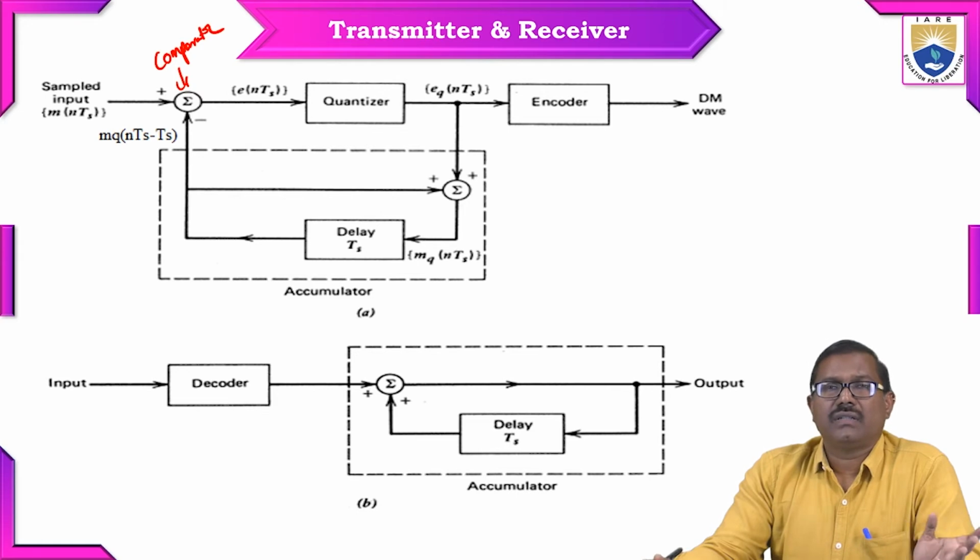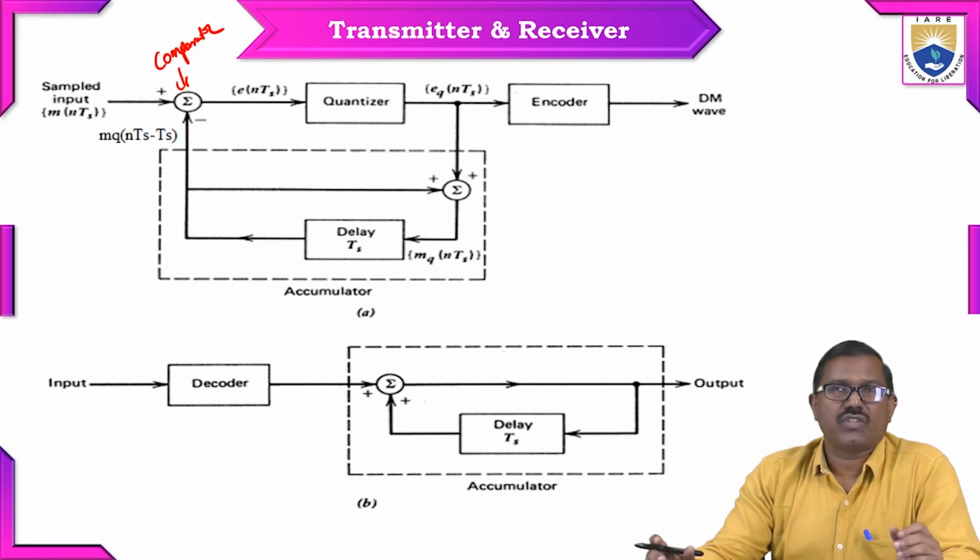After receiving, it is going to decode. Why? The encoder is the last part of the transmitter, so here starts the decoder. After decoding, the signal is applied to the accumulator. So here we are coming back to the message in analog form. Okay.